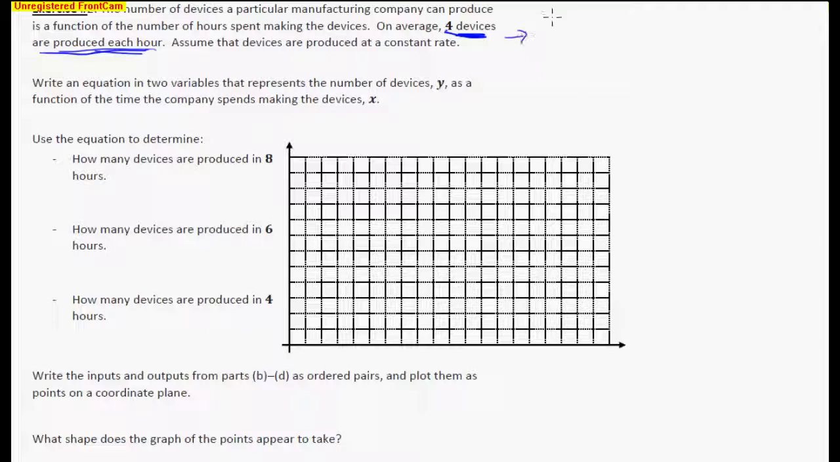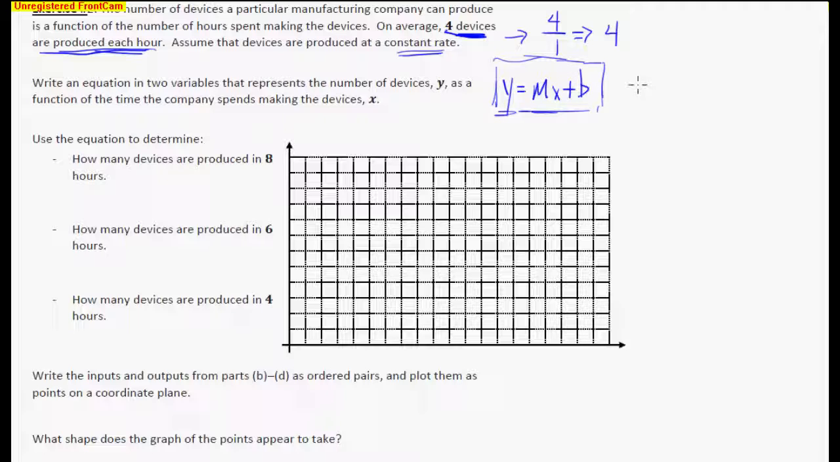So I'm going to go ahead and put that right over here. 4 devices per hour, and that's really kind of neat because I can just write it as a 4, right? So assume that these devices are produced at a constant rate. Okay, so that's good. Just like last time, it says write each equation in 2 variables that represent the number of devices y as a function of the time the company spends making the devices. All right, so since it's a constant rate and we want a 2-variable equation, it all comes back to y equals mx plus b yet again.